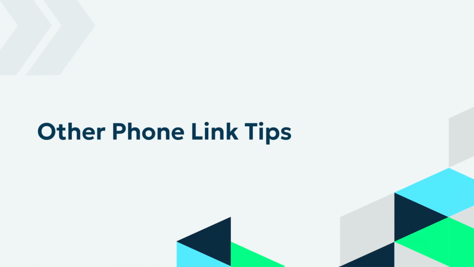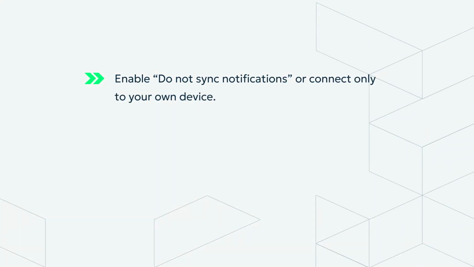Other PhoneLink tips. Additionally, there are other scenarios to consider when using PhoneLink. If you want to hide personal or sensitive messages and files, consider enabling Do Not Sync notifications or connecting your personal phone to your personal device only.